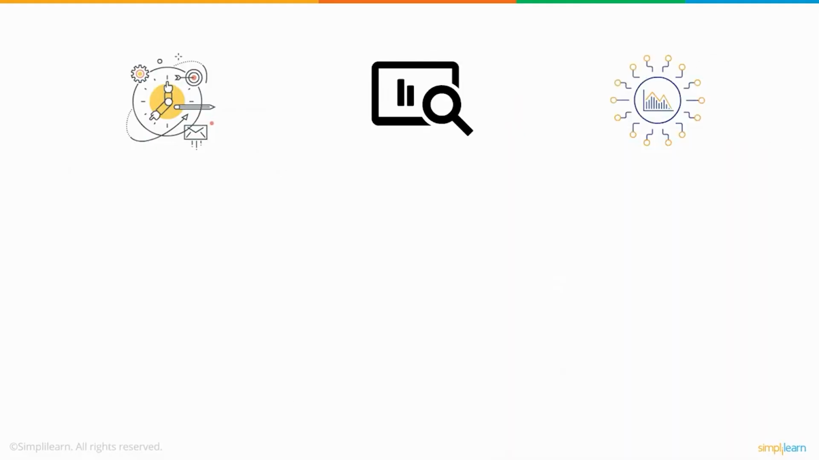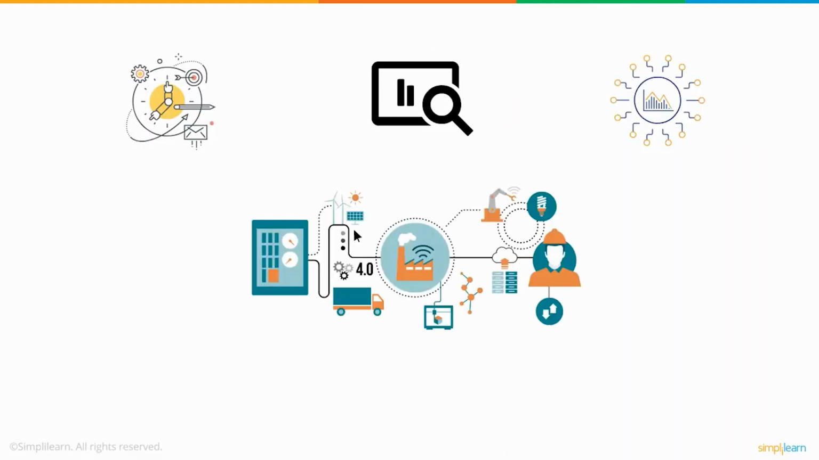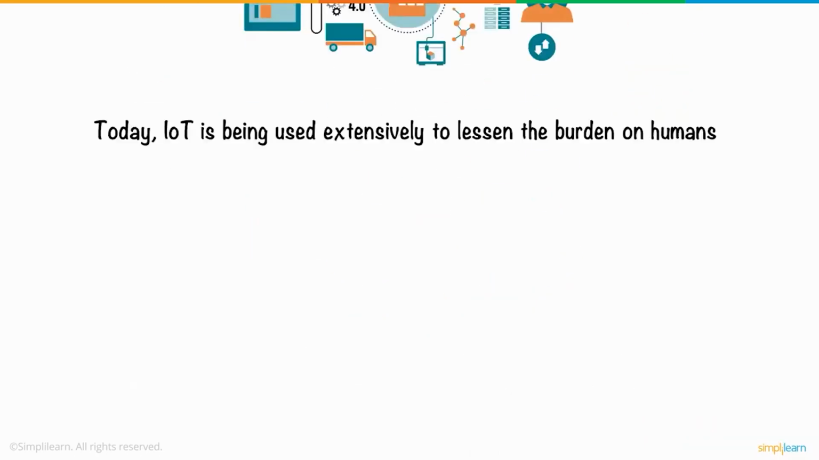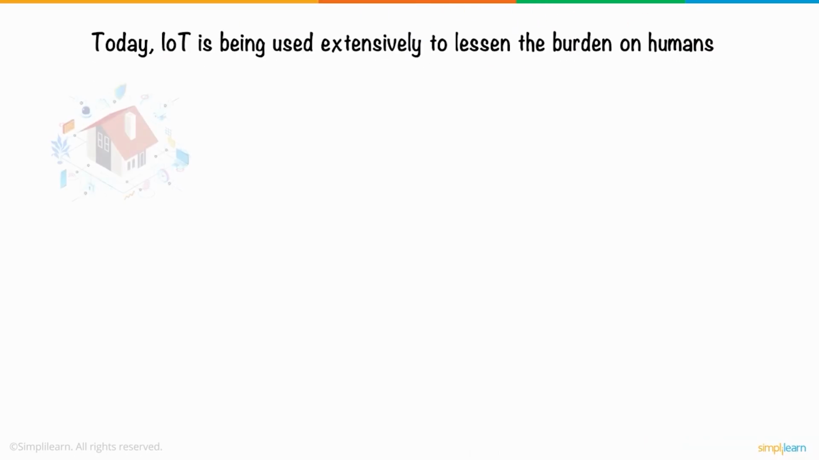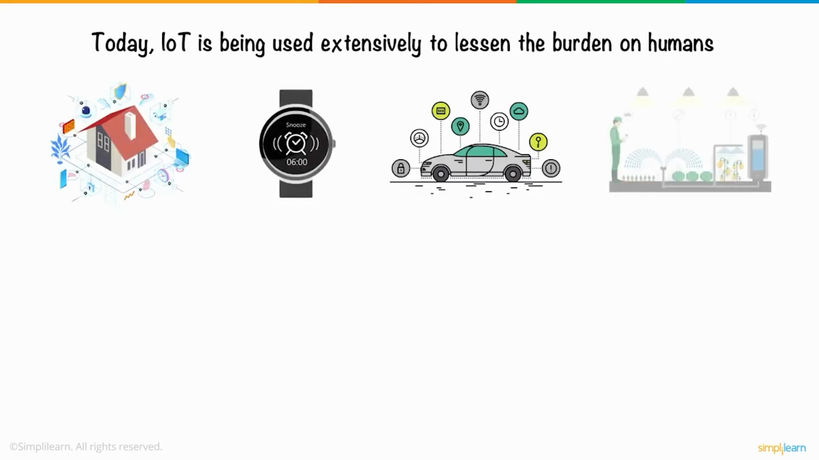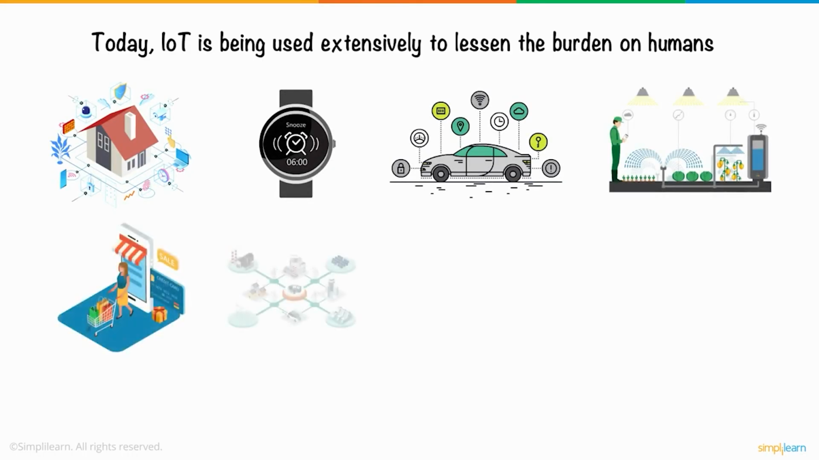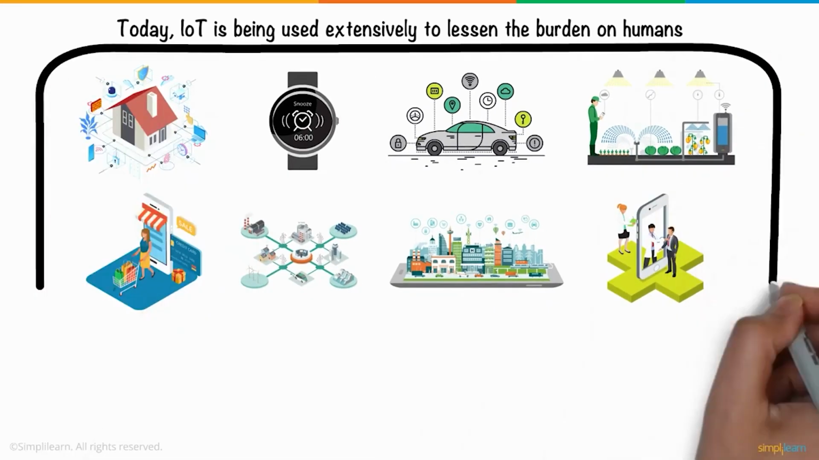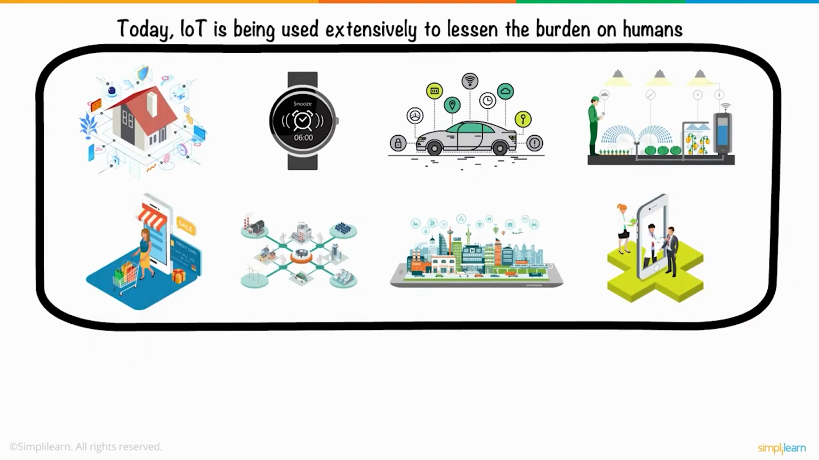With the improved response, monitoring, and analytical capabilities, IoT is being adopted in almost all industries and domains, opening doors to endless applications. Today, IoT is being used extensively to lessen the burden on humans. To name a few, IoT is deployed for smart homes, wearables, watches and bracelets, smart cars, smart farming, smart retail, smart grids, smart city, and smart healthcare. With such a wide spectrum of applications, the future of IT looks more promising than ever before.